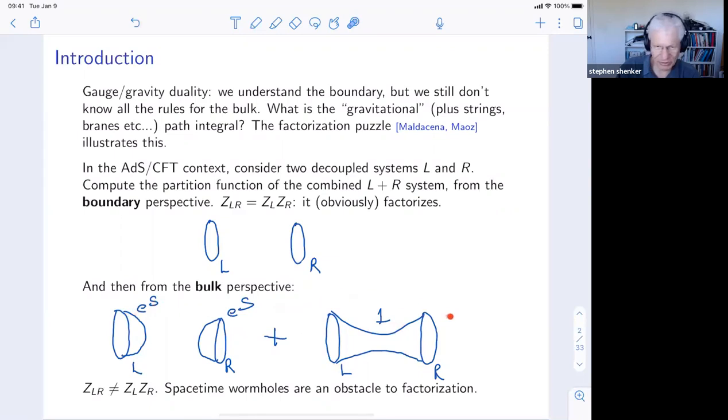Well, a crucial thing about this picture is that it doesn't seem to factorize. If you try to compute Z left times Z right, you just get this part of the picture. The combined system, you have this part as well. The wormhole is an obstacle to this factorization condition. Now it's order 1 compared to e to the 2S. It's a small violation of factorization, but in certain circumstances, it will be leading. And in any event, this is supposed to be a precise equality. Small deviations mean we don't understand something.